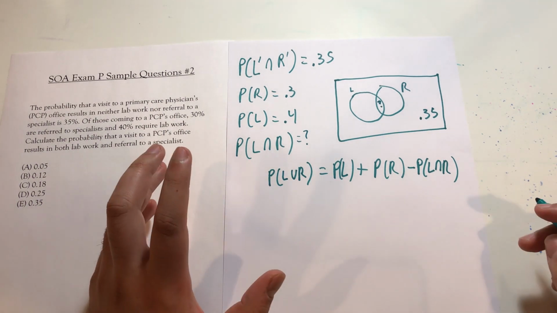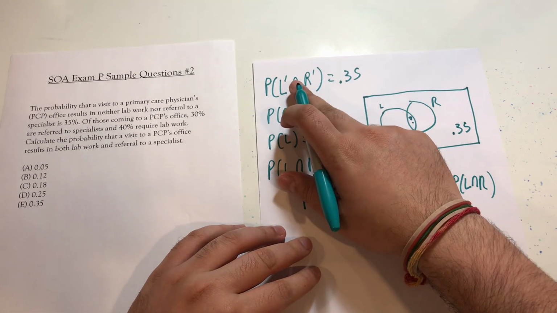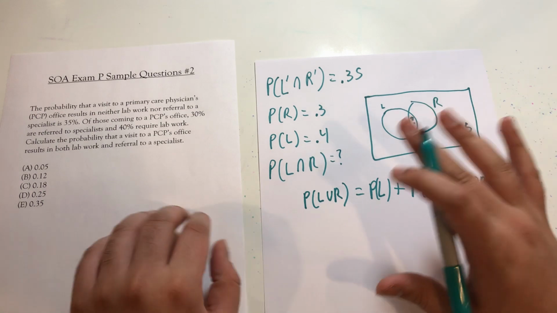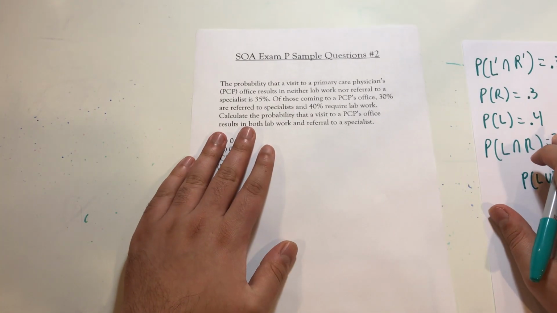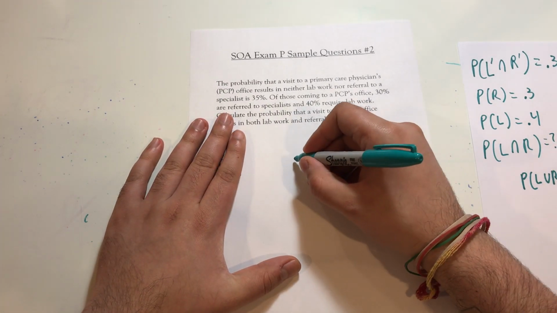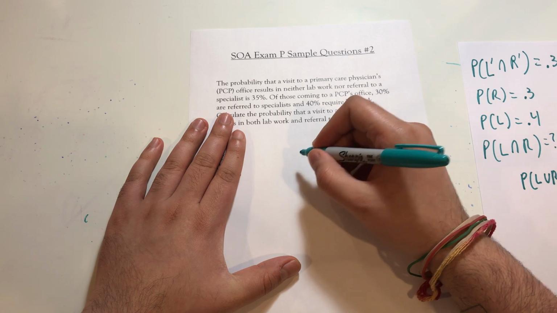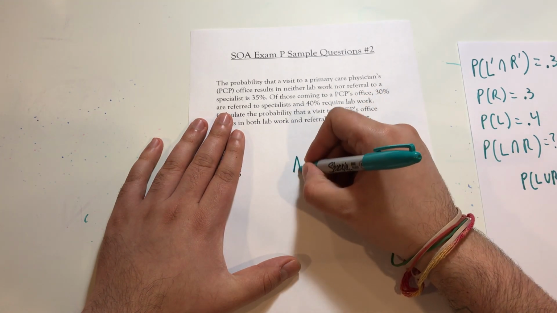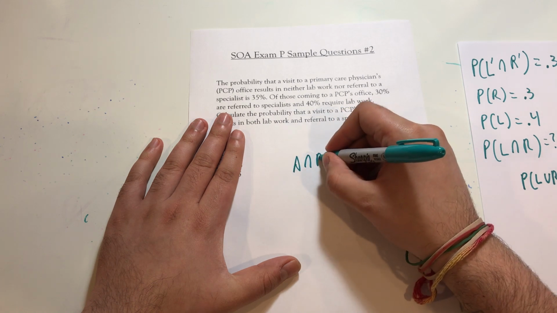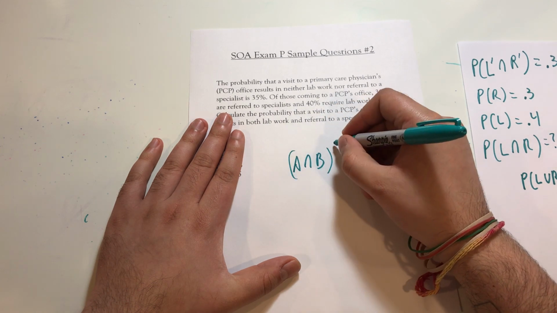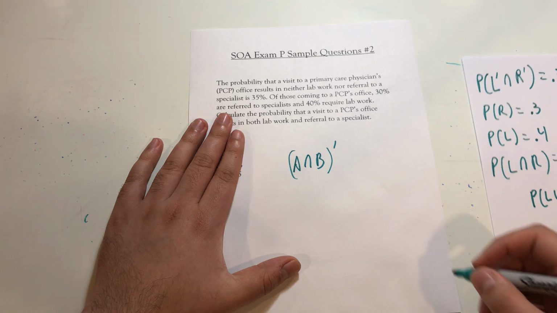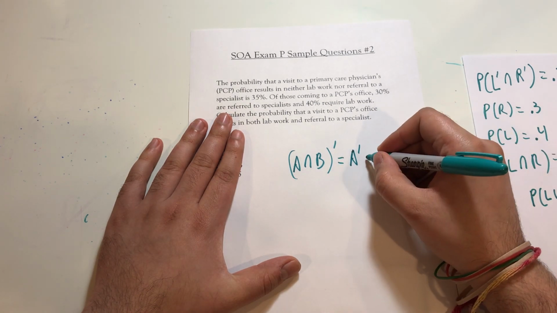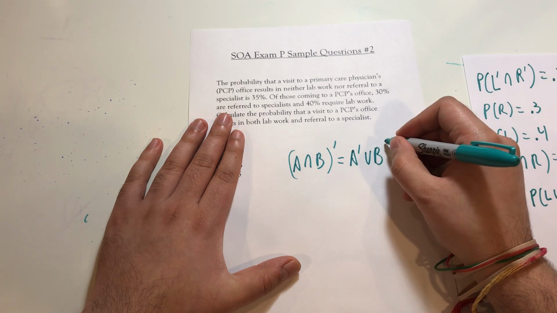Let me first quickly explain De Morgan's Law. De Morgan's Law states that, say you have an intersection of two sets that you want to negate, say A intersection B, and you're negating it, taking a complement of it. That is equal to the complement of A union the complement of B.